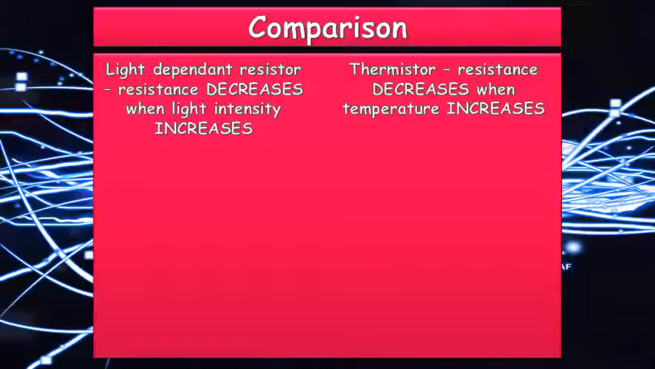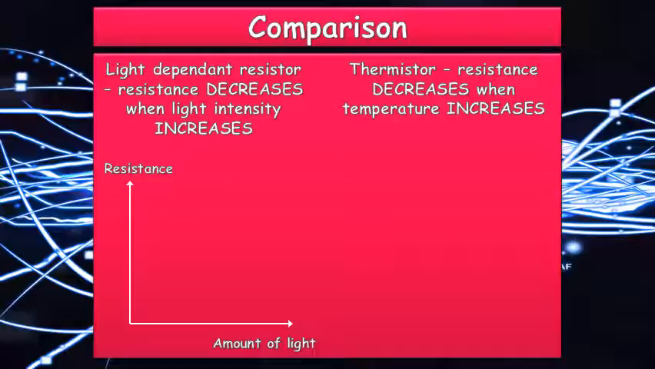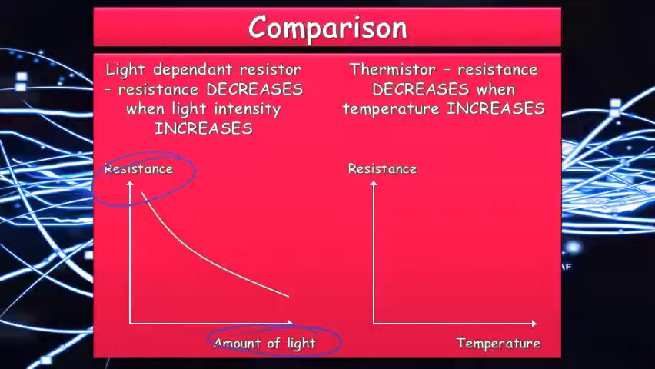So light dependent resistor, resistance decreases when light intensity increases, whereas for a thermistor, the resistance decreases when the temperature increases. And here are a couple of plots there. As the amount of light on the light dependent resistor increases, then the resistance starts to go down, whereas for a thermistor, as the temperature goes up, the resistance goes down. Those are the two examples there, comparing a thermistor and an LDR.